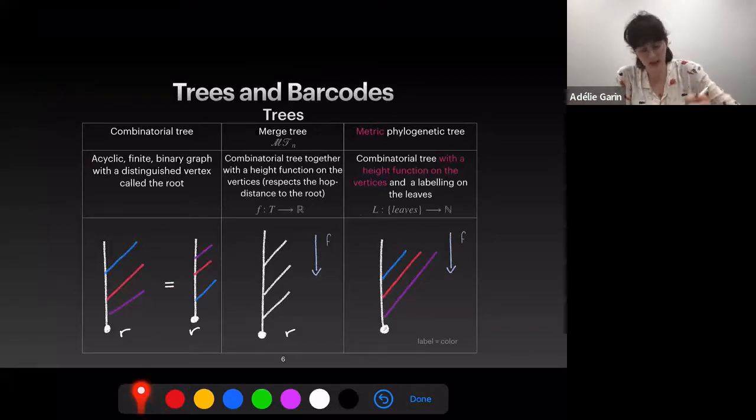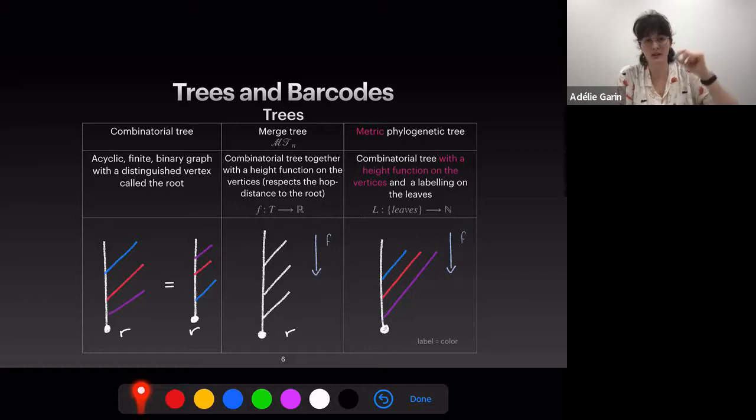A merge tree, so the space of merge trees with n bars, I will denote by MT_n, is a combinatorial tree with a height function on the vertices, so this function f, and we just want the function to respect the hop distance to the root, so that it really does behave like a height function. So you can think of a Morse function if you're familiar with that.